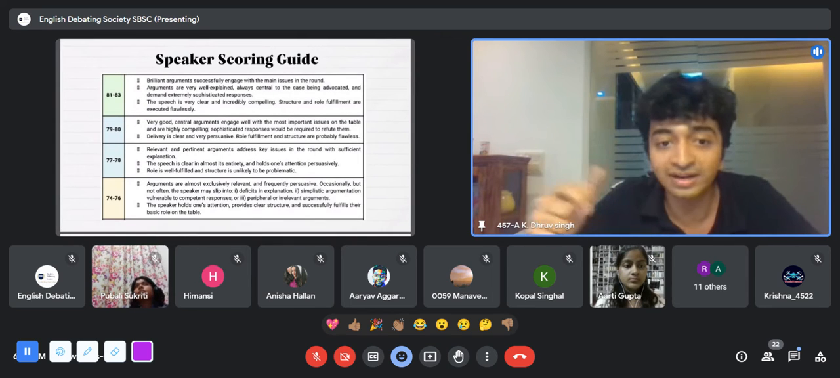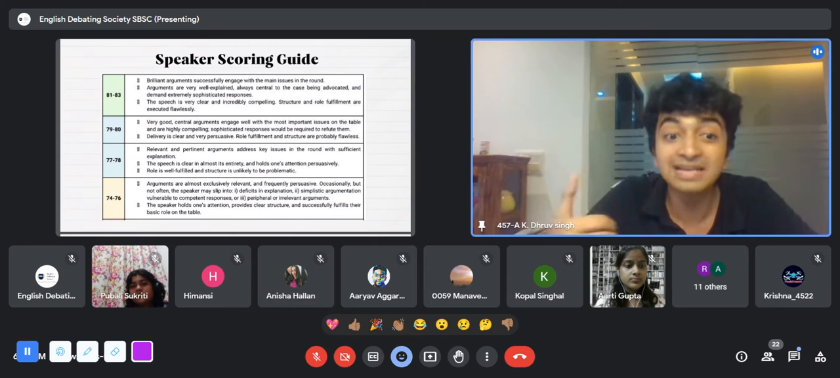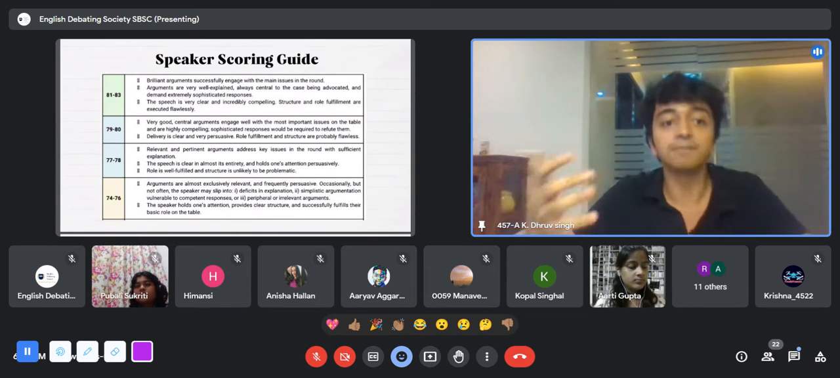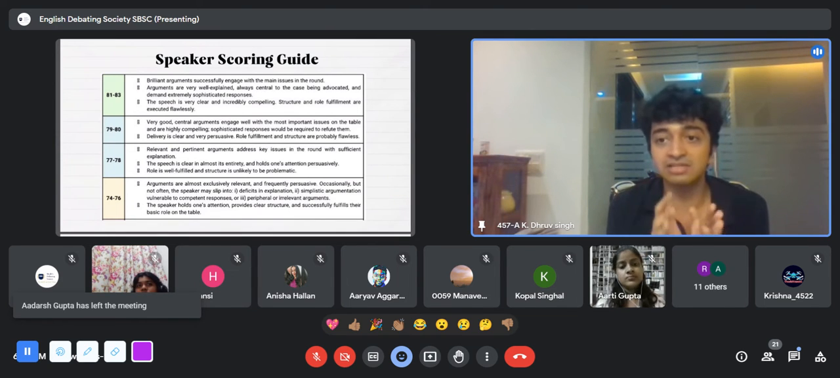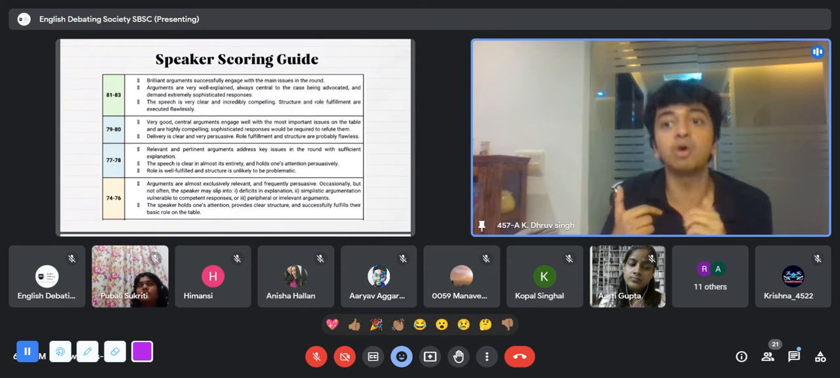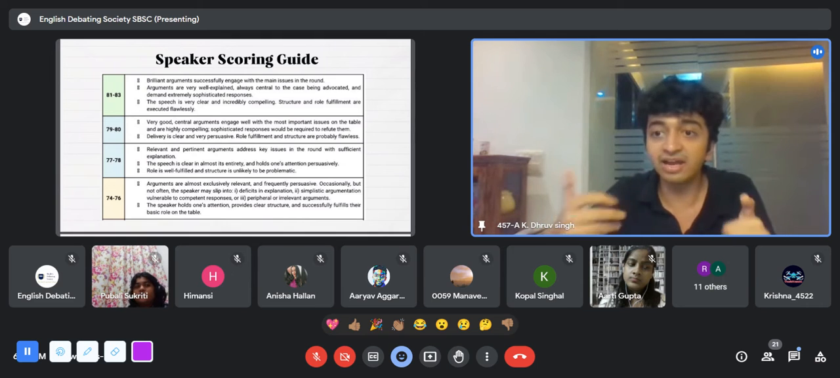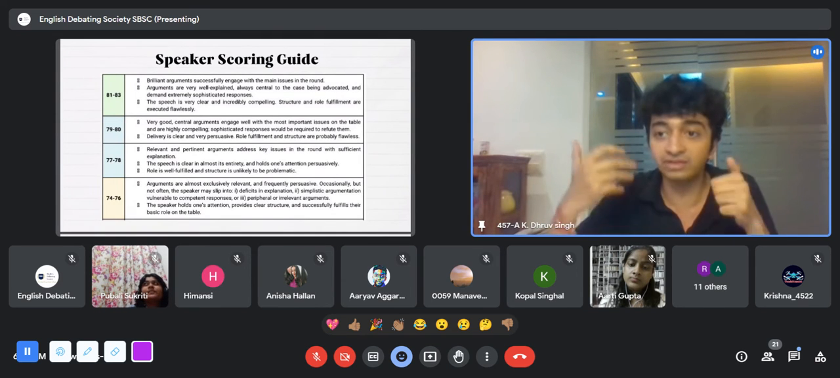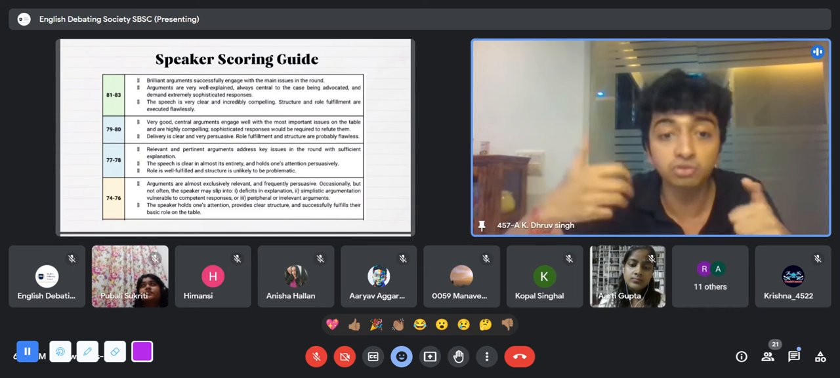So the speaker holds one's attention, provides clear structure, and successfully fulfills their basic role on the table. This essentially represents that an average speaker, when you're giving them a 74 to a 76, has some clarity in their speech. Their speech is persuasive to a degree, which is to say it's not that they're completely talking about irrelevant stuff. They're often very relevant, and what they're talking about is also impactful within this debate. But also, the arguments they're talking about probably haven't been proven to the best of the degree.